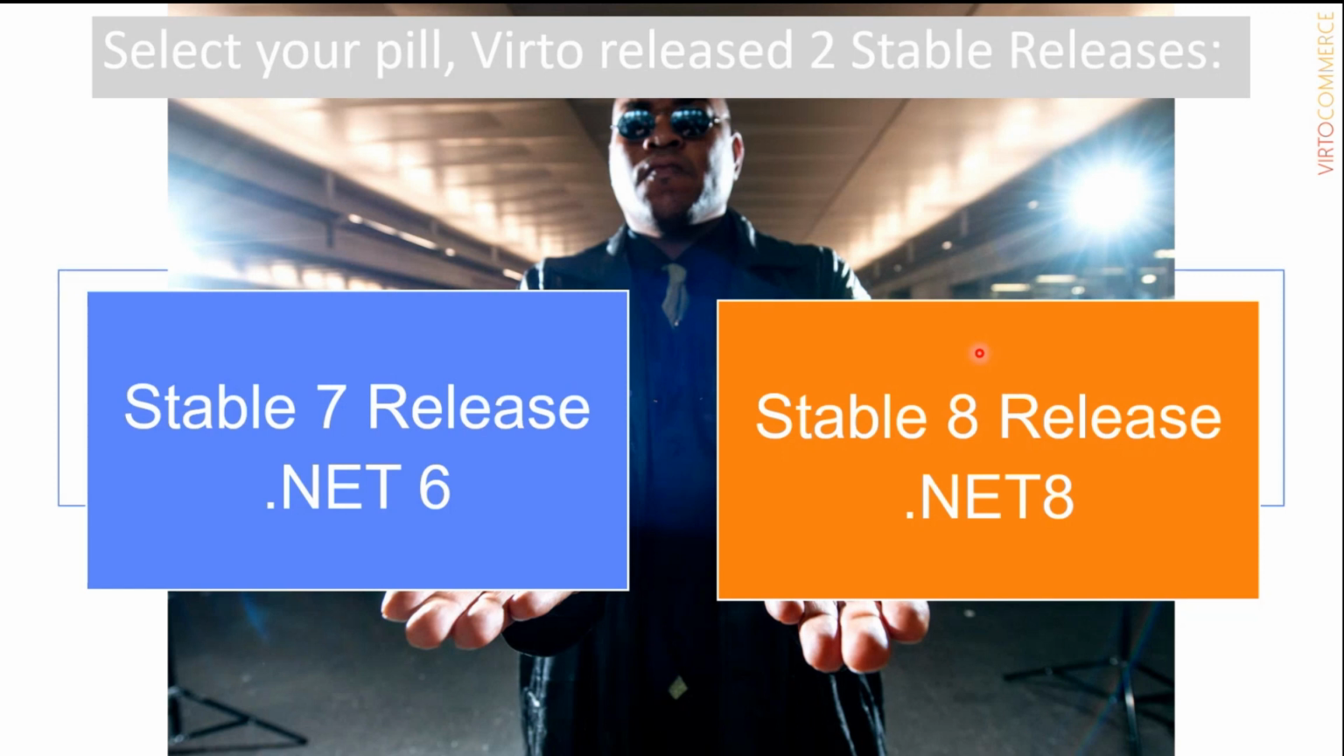But if you plan to use .NET 6 and plan the update maybe in mid-summer or maybe in September, October, November, it doesn't matter. You have a chance and you can use the stable 7 release and receive hotfixes and patches from us as well. So select your path, and we are trying to do the best from our side to provide these options.